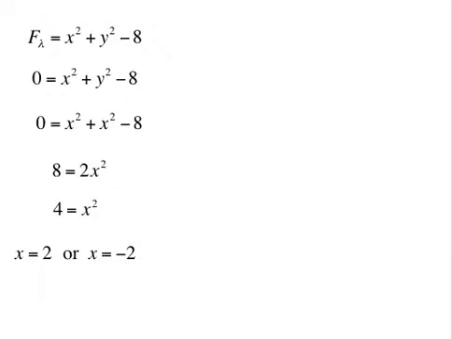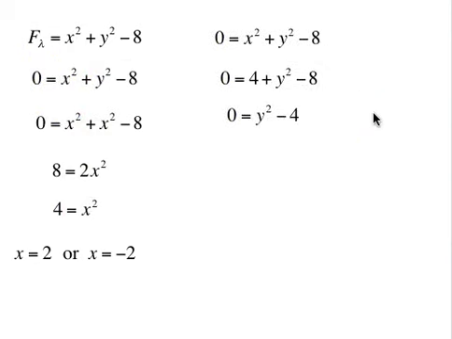Now I need to go through and solve for y. So I'm going to go back to this equation. 0 is x squared plus y squared minus 8. I know x squared is 4, so it'll be 0 is 4 plus y squared minus 8. 4 minus 8, of course, is negative 4, so 0 is y squared minus 4. 4 is y squared. So y is 2 or y is negative 2.